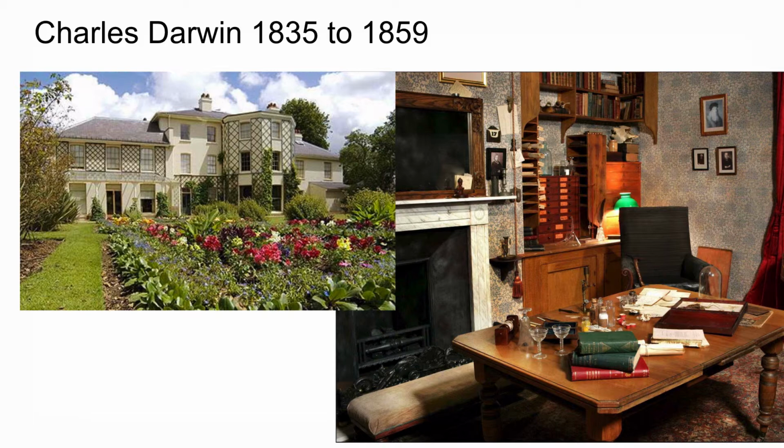Now, from 1835, Darwin, who had a fair amount of money, family money that was passed down, lived in this house in the upper left there. That's his study in the bottom right. And from 1835, he mulled over and experimented with evolution.